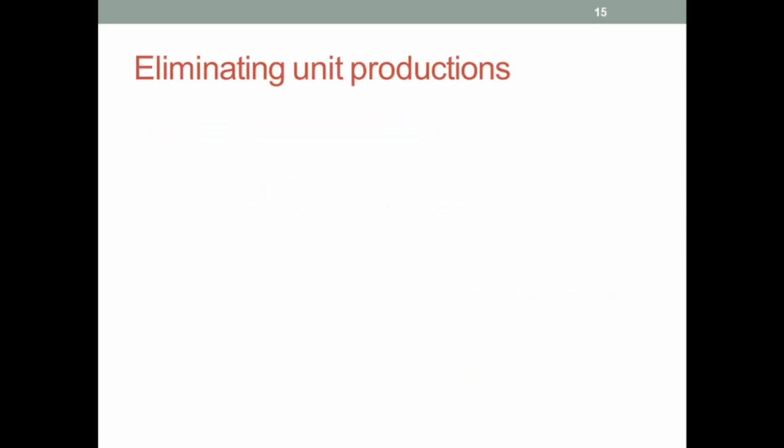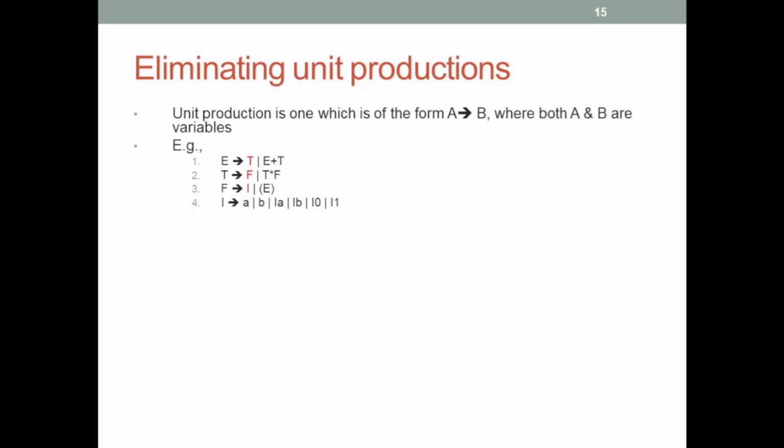Now we will see step by step how we can eliminate unit production. Unit production is one which is of the form capital A derives to capital B. We have already seen that there must be two variables, both A and B must be variables. Now consider the example. This is the grammar which contains the four productions. How to eliminate unit production? First we have to identify which are the unit productions.